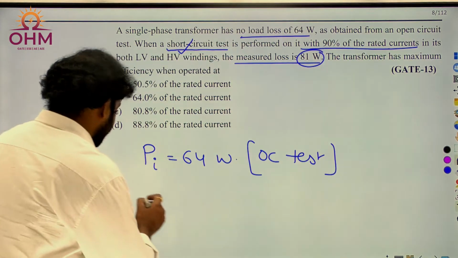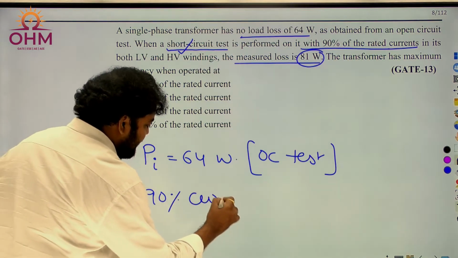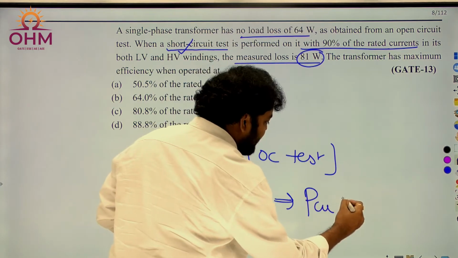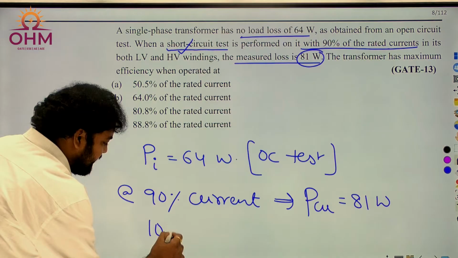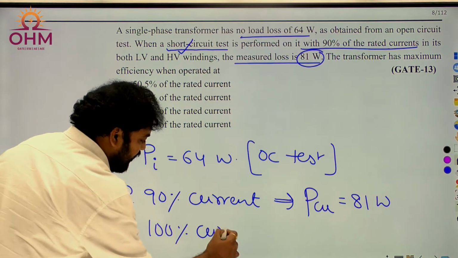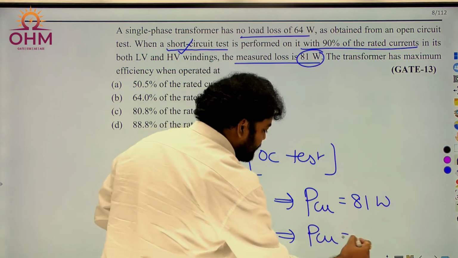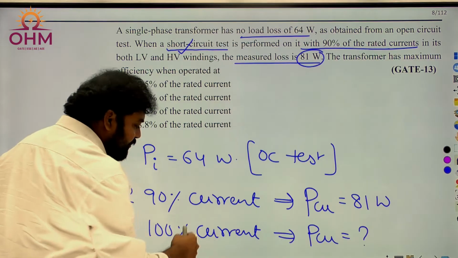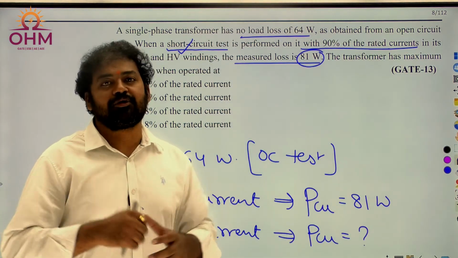Okay, so given at 90% current, copper loss is equal to 81 watt. But I wanted to know at 100% current, what will be the copper loss? This is the question I wanted to know. Yes, whatever copper loss you measure at 100% of rated current, that is what we call the full load copper loss.